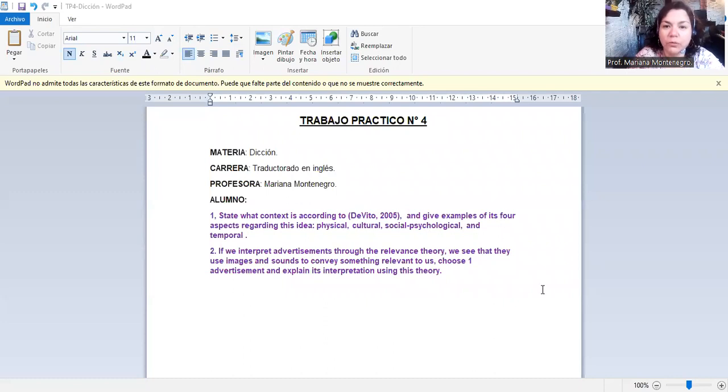Today I want to talk about trabajo práctico number four, where you have to do 0.2, interpret advertisements through the relevant theory. As we know, advertisements use images and sounds to convey something relevant to us. So what you will have to do is to choose one advertisement and explain its interpretation using the theory. You can use one of the advertisements you have in the module or any other advertisement that you like or you enjoy.